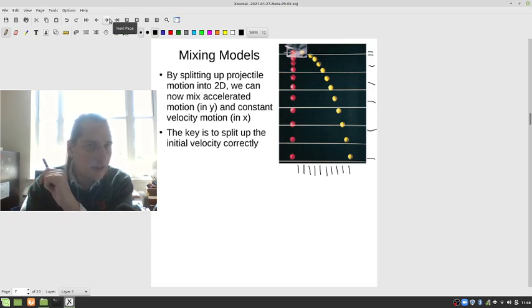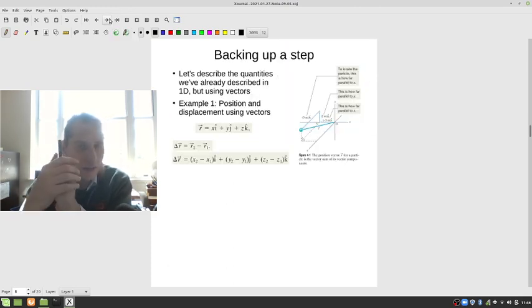Okay, so that's the basic idea. To get there, let's take a step back. We have already gotten pretty comfortable describing things in terms of position and displacement and all that in one dimension. Everything that we've said about one dimension carries over to 3 dimensions or 2 dimensions if we use vectors.